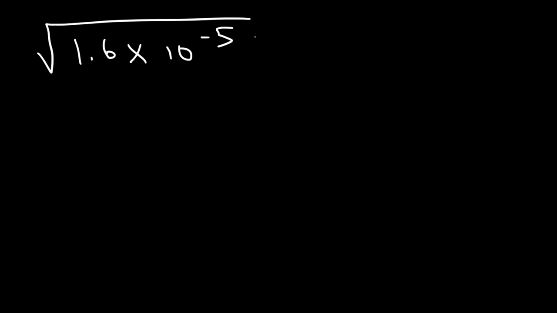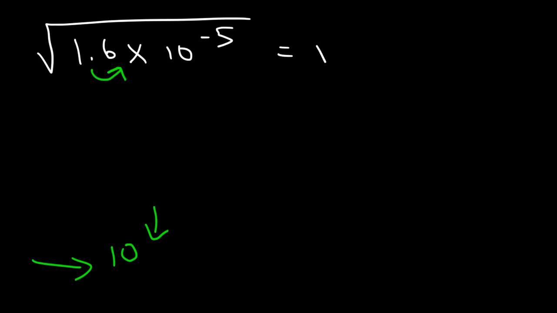Now what is the square root of 1.6 times 10 to the minus 5? How would you do that? The square root of 1.6 is not a nice number. However, the square root of 16 is 4. So we need to convert the 1.6 into a 16. So we need to move the decimal 1 unit to the right. If you recall, if you move it to the right, the exponent will decrease by 1.